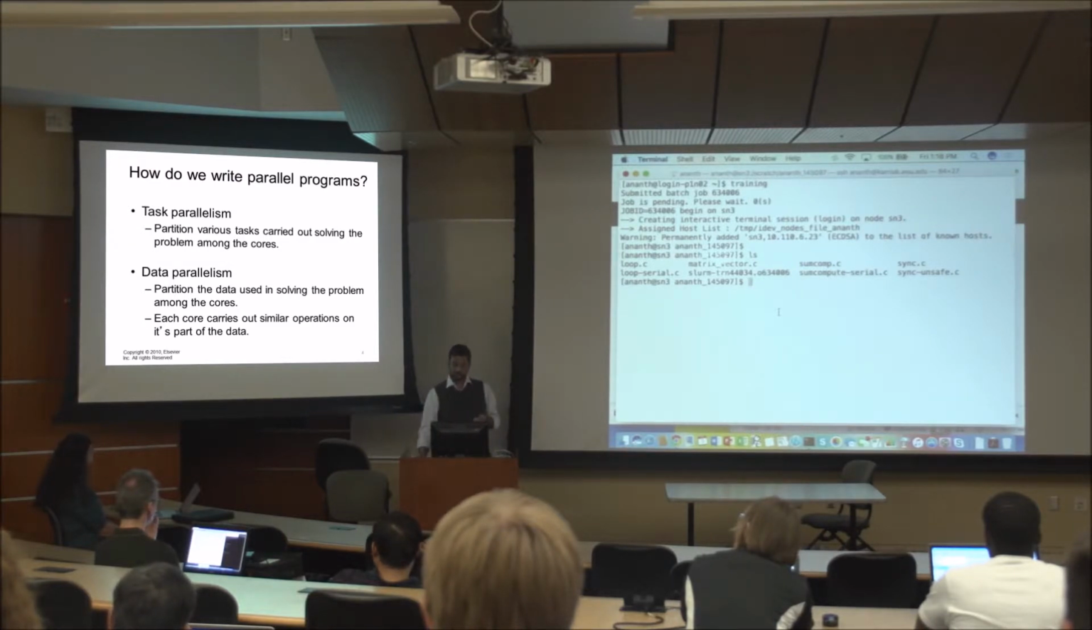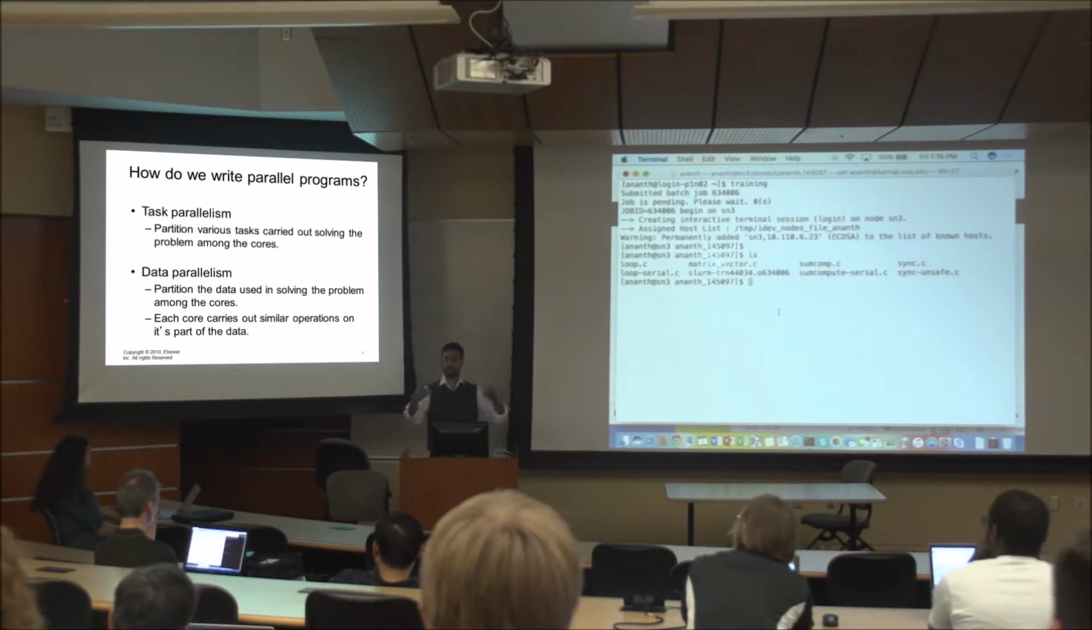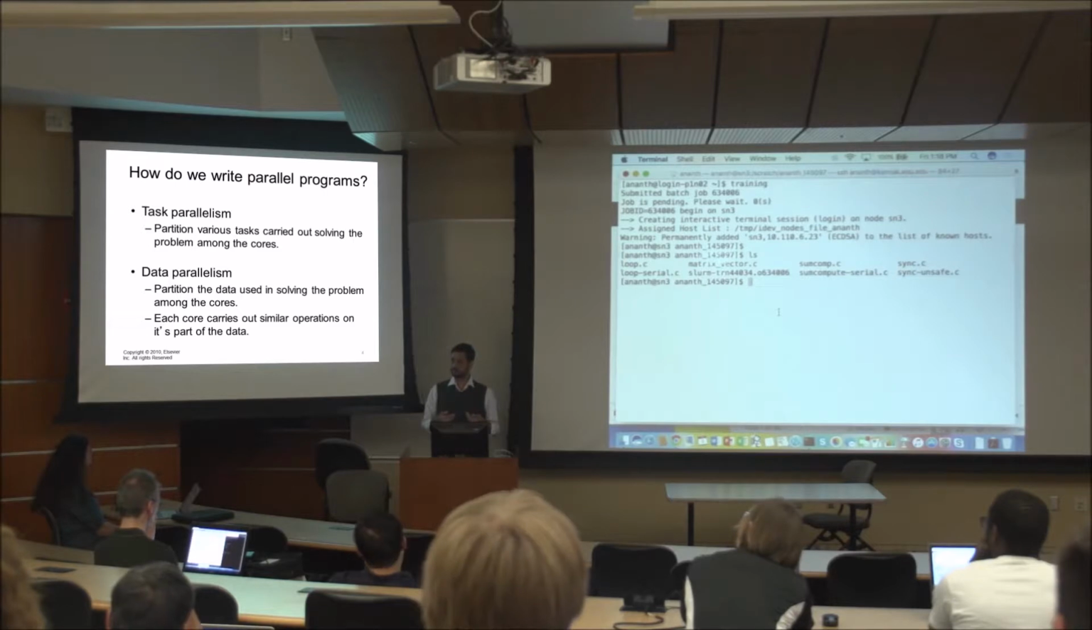The other notion, which is actually what we are more used to, and it's easier to think about, is data parallelism. So the parallelism is not in the task, but in the data that we are trying to process, right?